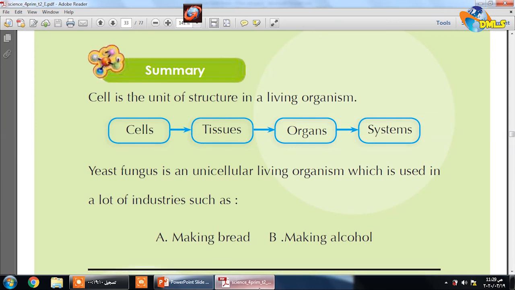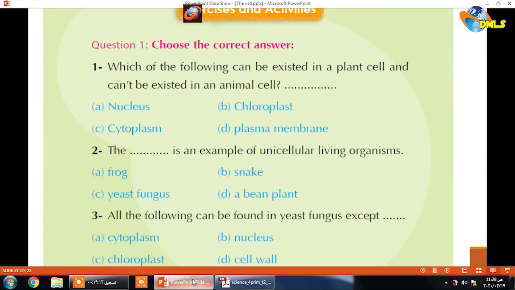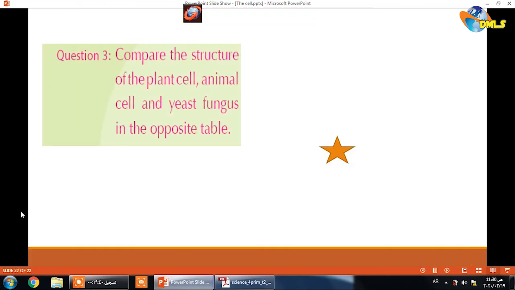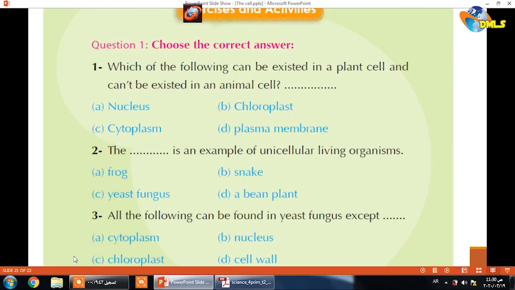Okay, we have an exercise and activity, so please prepare yourself with a paper and a pen and choose the correct answer with me. Which of the following can exist in a plant cell and doesn't exist in an animal cell? A. Nucleus, B. Chloroplast, C. Cytoplasm, D. Plasma membrane. Okay, exactly. It's a chloroplast.